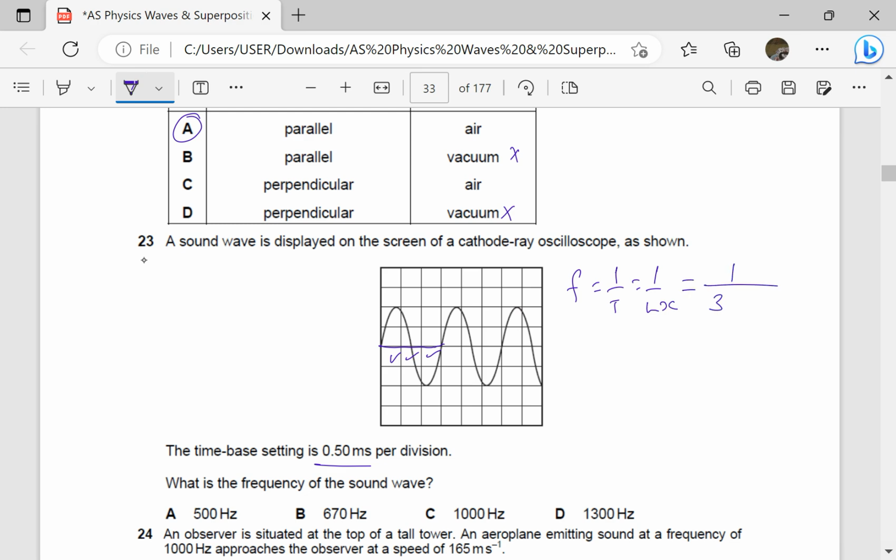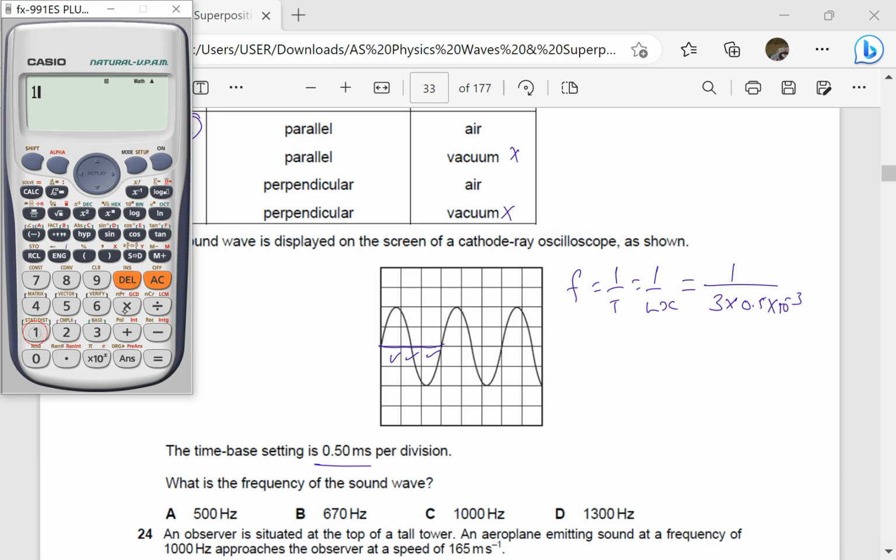That is going to be 3 divisions representing one cycle times 0.5, but it is in milliseconds, so that will be times 10 power negative 3. So 1 divided by 3 times 0.5 times 10 to the power -3, which is 666.6 recurring, which is 670 Hz. So the answer here is going to be B.